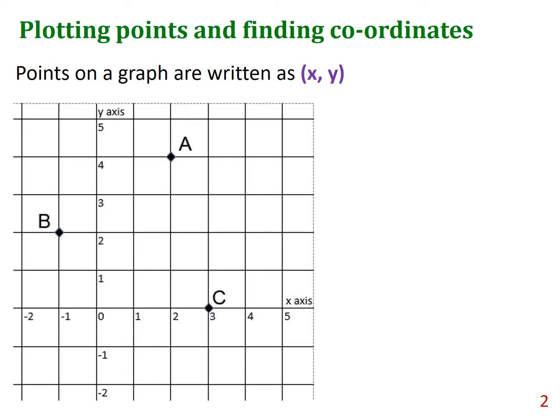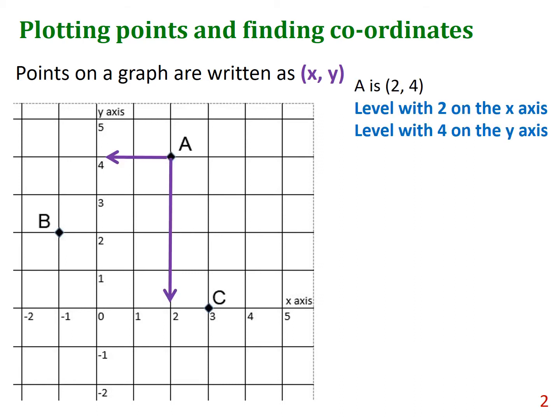First of all, we need to go over plotting points on the Cartesian plane. Just remember that points on a graph are written as an ordered pair (x, y). The x coordinate always goes first, the y coordinate always goes second. Looking at point A on the graph, we see point A is level with 2 on the x-axis and 4 on the y-axis. So we write it as (2, 4).